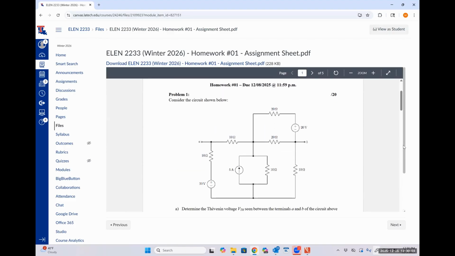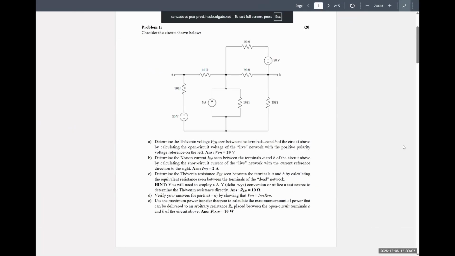So for this first problem, I think relatively straightforward, except for part C, where you're asked to determine the Thevenin resistance seen between the terminals by calculating the equivalent resistance. So I'm specifically telling you, you can't just use VTH over I Norton to get RTH. I want you to find the equivalent resistance. This particular network does not have an easy way to find the equivalent resistance using the resistor combination techniques that you all are familiar with.